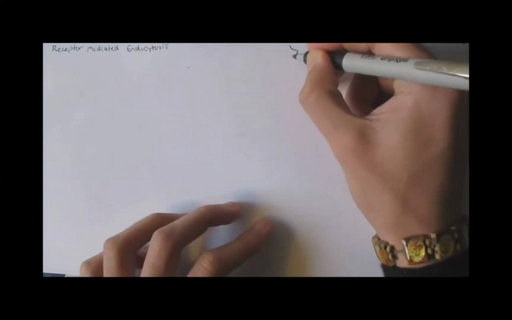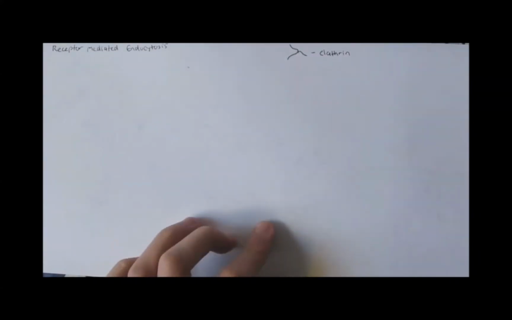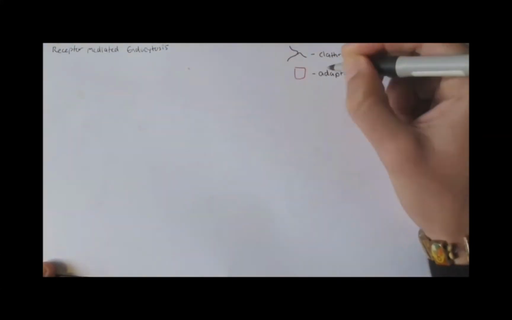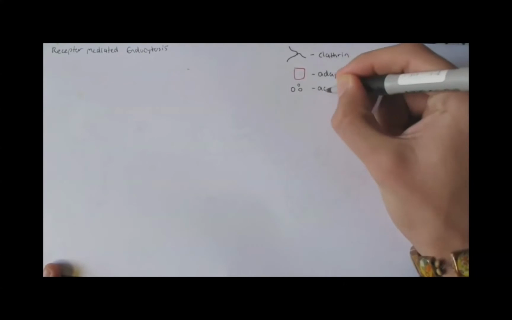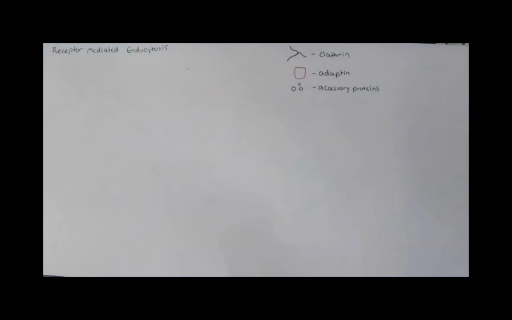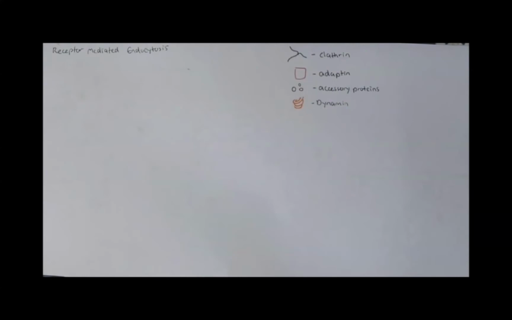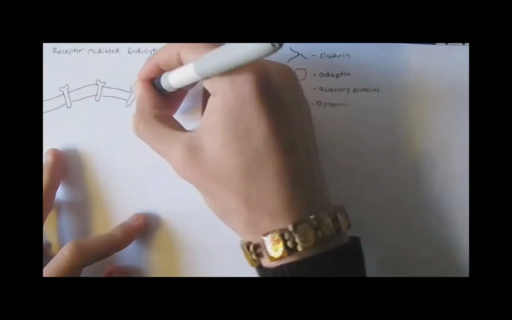But before that, let's learn some key words. First is the protein known as clathrin, which is a triskelion, adaptin, which helps in cargo specificity, accessory proteins, which help in taking the cargo in by recruiting clathrin protein, and finally dynamin, which is a protein which pinches off the endosome being formed from the membrane.